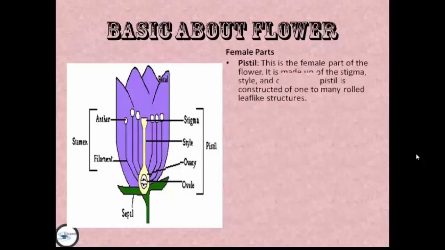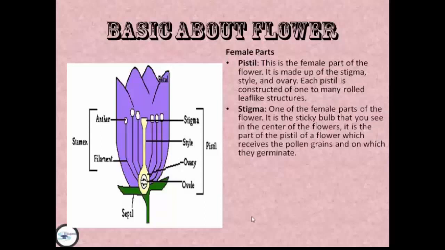For the female parts, we have the pistil. This is the female part of the flower, and it is made up of the stigma, style, ovary, and ovule. Each pistil is constructed of one to many rolled leaf-like structures. The first part of the pistil, we have the stigma. It is the sticky ball that you see in the center of the flower.